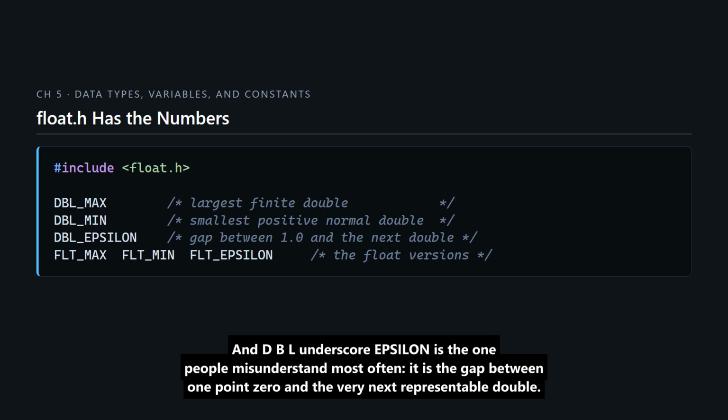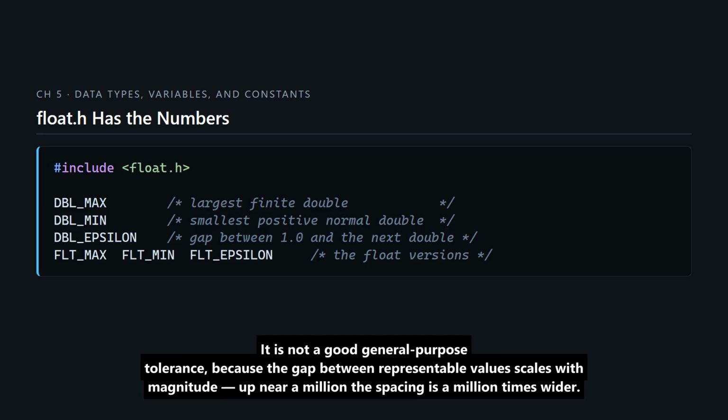And DBL_EPSILON is the one people misunderstand most often. It is the gap between 1.0 and the very next representable double. It is not a good general-purpose tolerance, because the gap between representable values scales with magnitude. Up near 1,000,000 the spacing is 1,000,000 times wider.